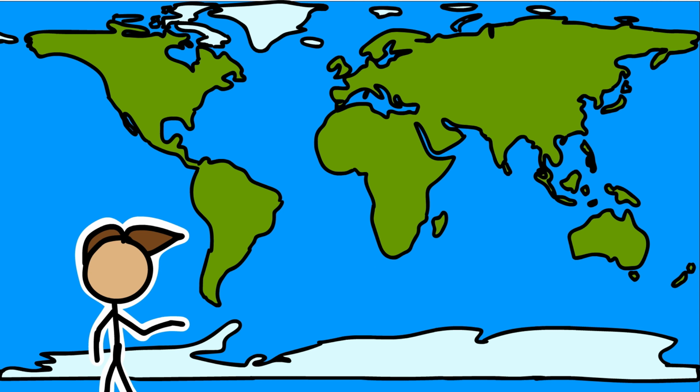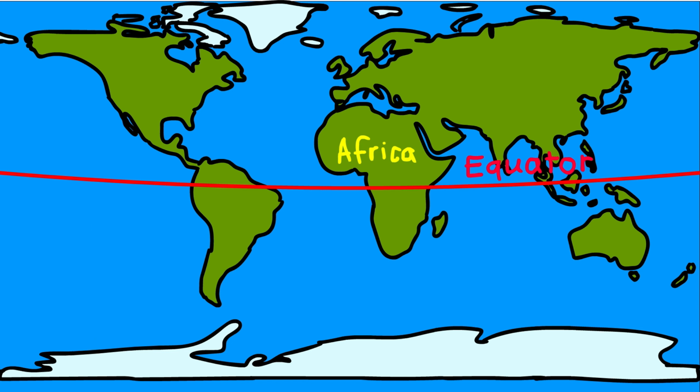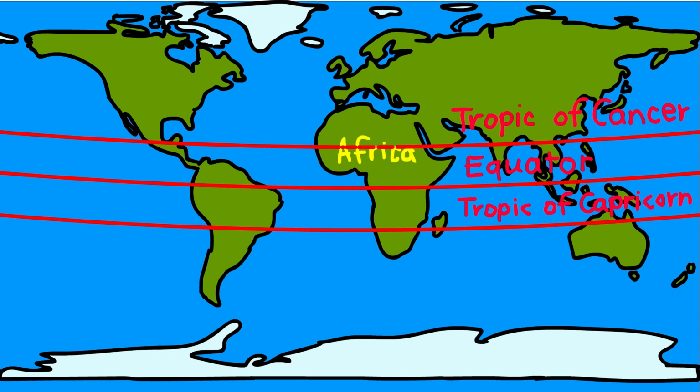Look at the world map. You will notice that the world's longest river, the Nile, flows through Africa. Notice where the equator, the Tropic of Cancer, and the Tropic of Capricorn pass in the map of Africa.